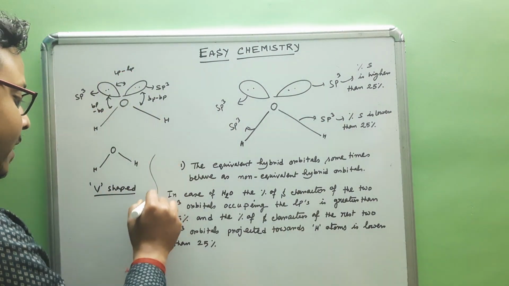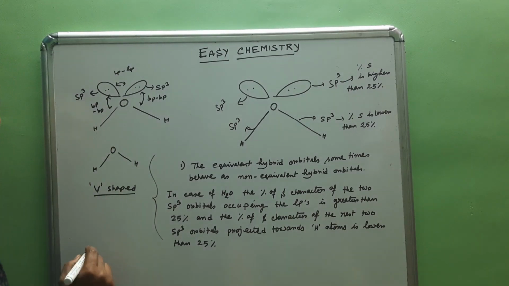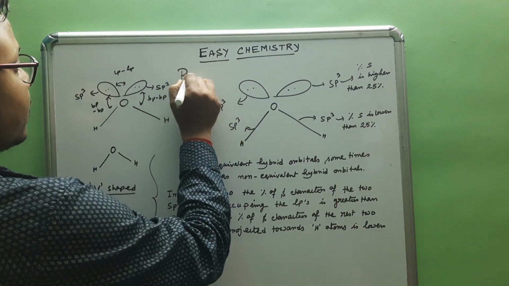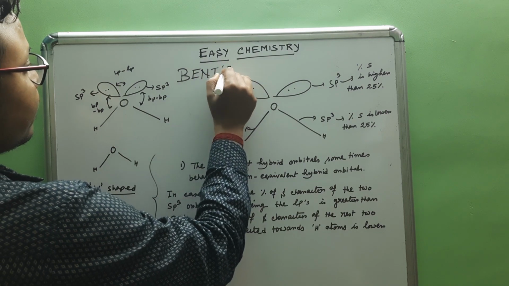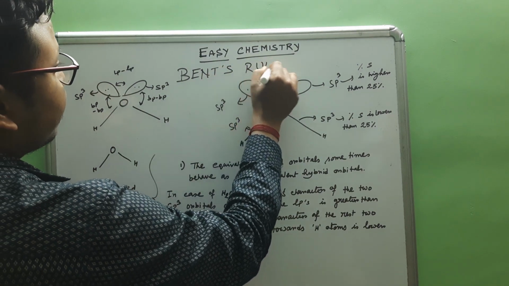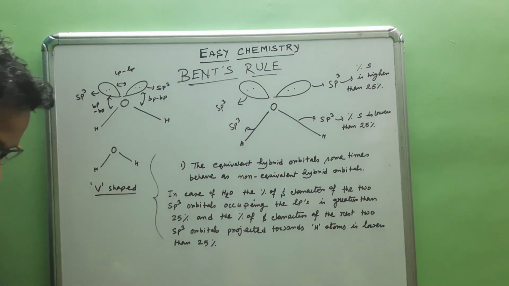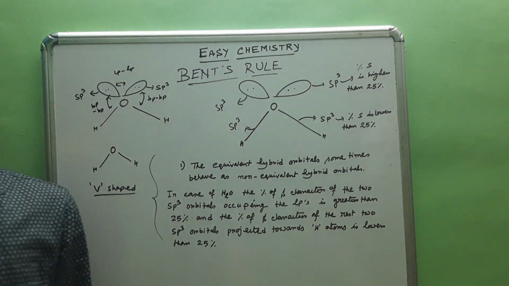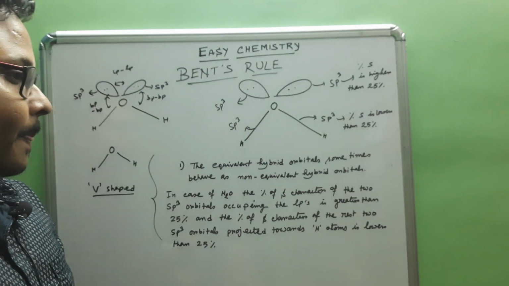So all these things come under one rule. This is called Bent's rule of hybridization. So what is Bent's rule? Now we are going to discuss Bent's rule of hybridization. Okay, my dear students. So in our next class, we will discuss Bent's rule of hybridization.